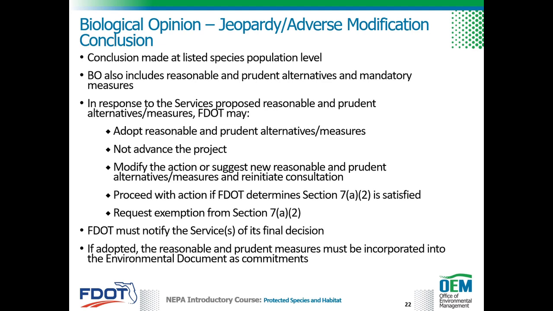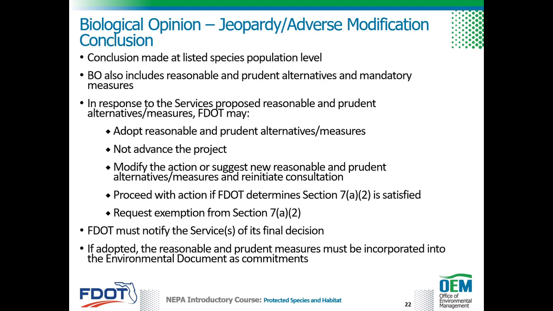If the BO reaches a jeopardy or adverse modification conclusion, it will also include reasonable and prudent alternatives and associated reasonable and prudent measures for implementing the project to avoid jeopardy or adverse modification. Note that the services should include the action agency and applicant in developing reasonable and prudent alternatives and measures. Depending upon project-specific circumstances, several reasonable and prudent alternatives may exist. Only one alternative may exist, or no alternatives may exist.